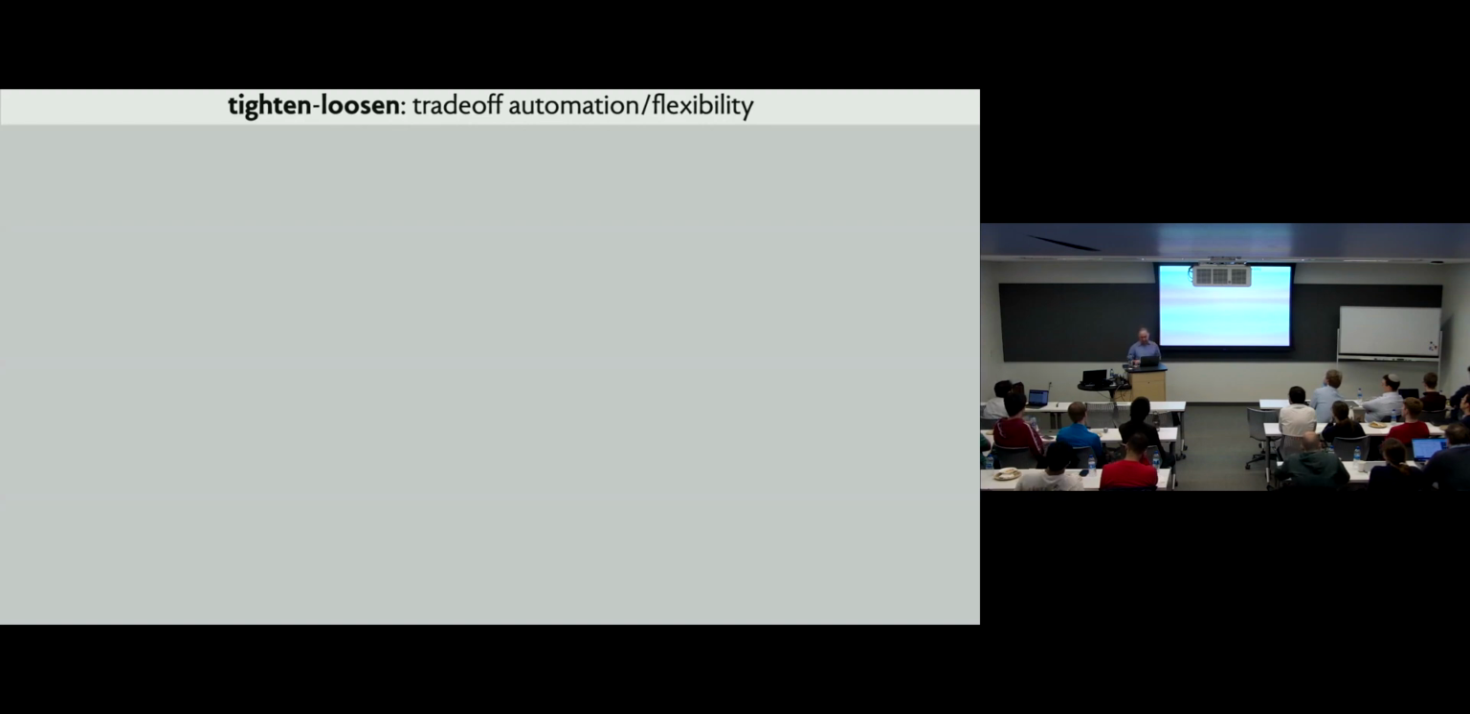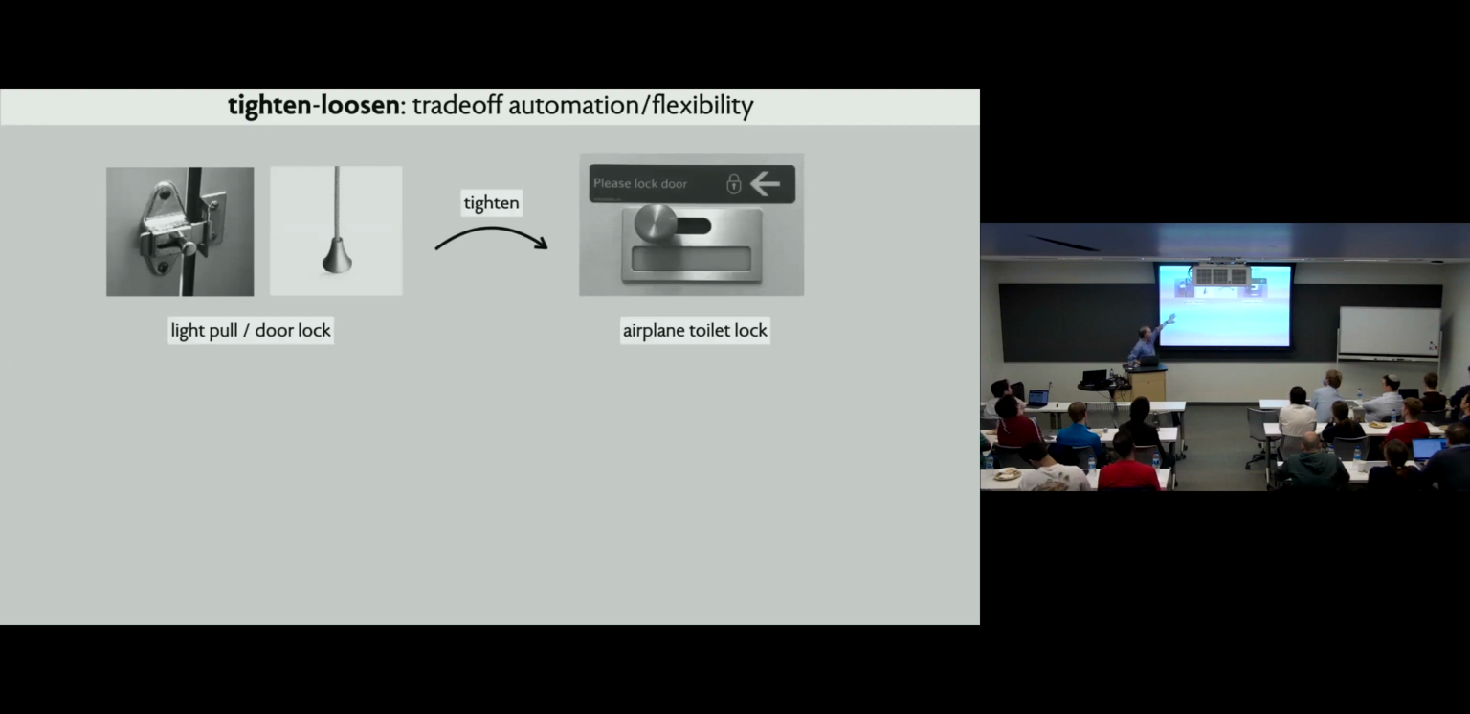So let me give you a mechanical analogy. You know, we've all seen these airplane loos. In a toilet in an airplane, there is a light pull, essentially, and there is a door lock. And they've coupled the 2 together. And they're coupled in such a way that you cannot turn the light on without locking the door, right? And so there's a loss of flexibility there.